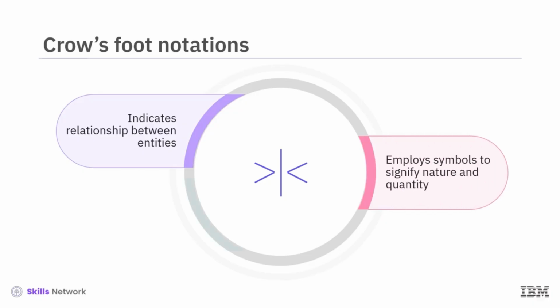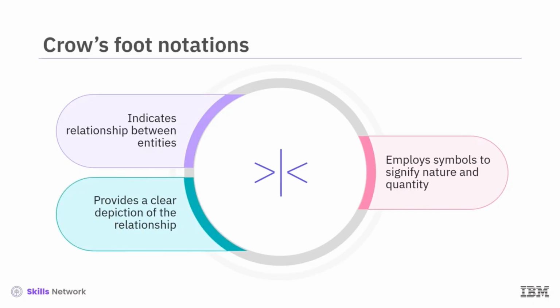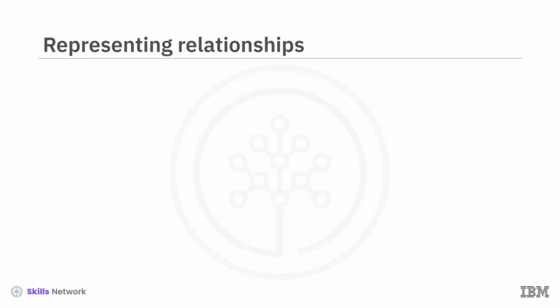It employs symbols to signify the nature and quantity of relationships between entities. These symbols provide a clear depiction of whether the relationship is one-to-one, one-to-many, or many-to-many, helping in the design and understanding of complex databases. There are different techniques for representing relationships.